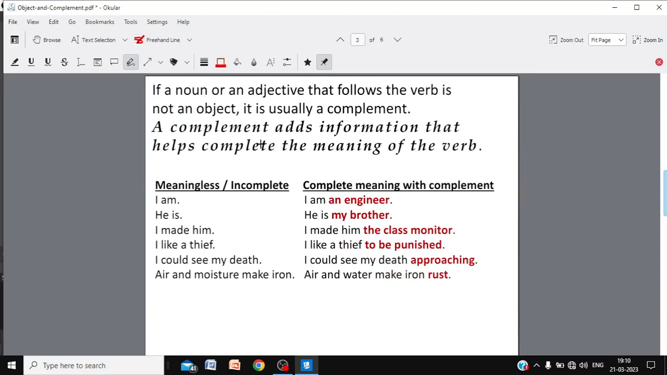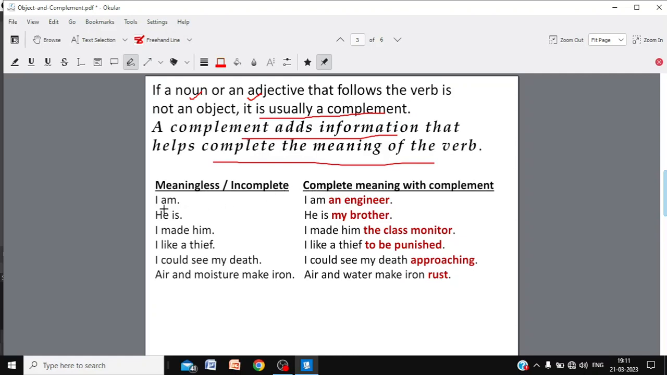If a noun or an adjective that follows the verb is not an object, it's usually a complement. After the verb, you are getting a noun or an adjective or a noun equivalent, but it is not an object, then it is a complement. A complement adds information that helps complete the meaning of the verb.